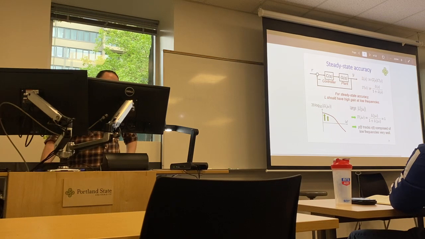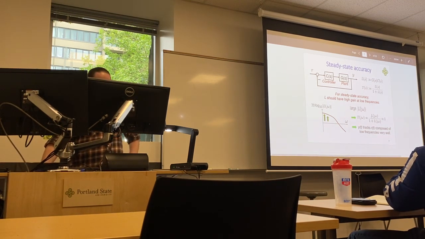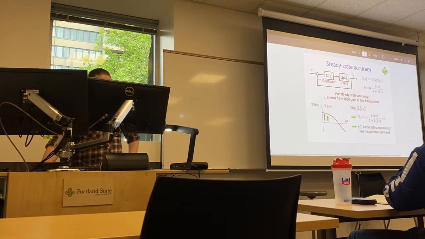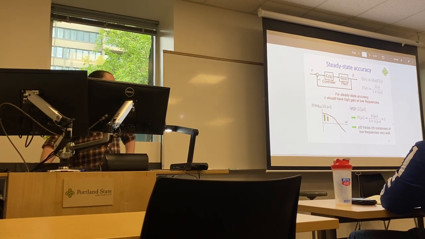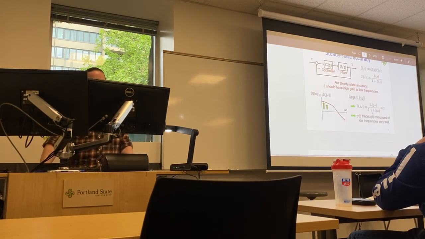When he changes the lettering, we would call this our loop gain. I forget the name of it right now. But if we have a large magnitude there, obviously, if this is very large and this is very large, we'd be getting approximately 1. So the Y(t) tracks R(t) composed of the low frequencies very well. Again, we're assuming these are low frequency responses where we have a large magnitude gain.